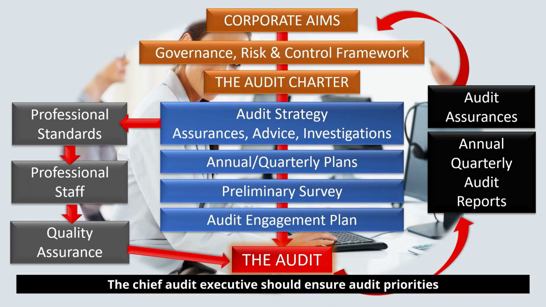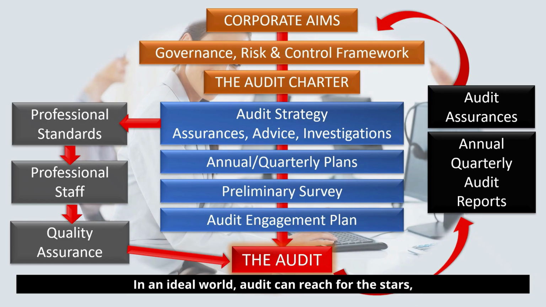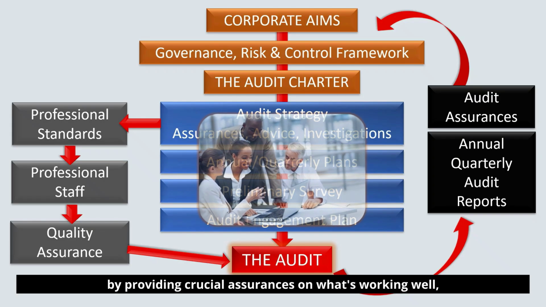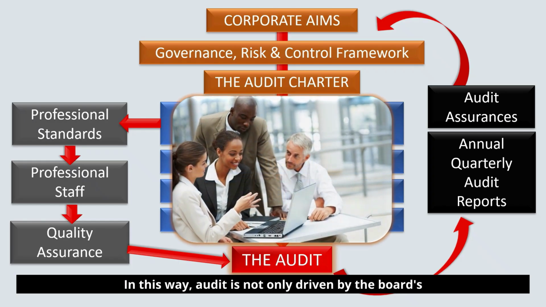The Chief Audit Executive should ensure audit priorities fit changing corporate risk profiles. Assurances should be dynamic and flexible, with major control issues brought to the attention of the board. Assurance mapping can help the board understand how risk is reviewed across the organisation by various assurance teams, and how audit can help improve these arrangements. In an ideal world, audit can reach for the stars by providing crucial assurances on what's working well and what's failing. In this way, audit's not only driven by the board's corporate strategy, but it also helps advance it as well, which is quite a challenge.